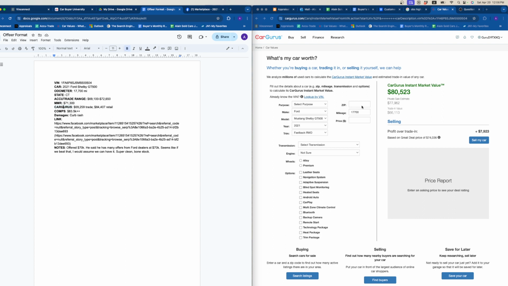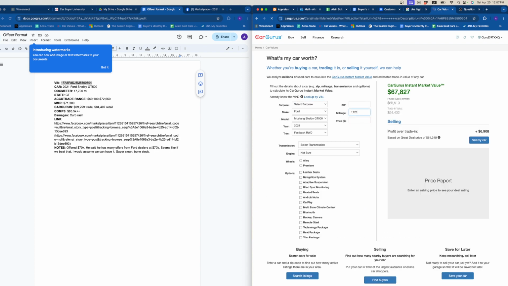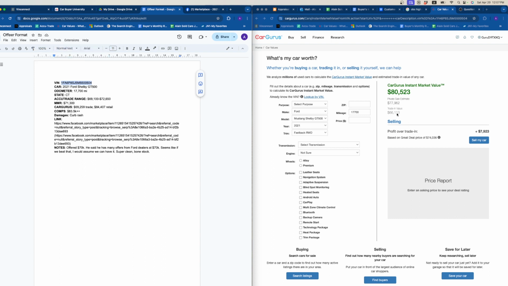But a free tool to use would be the CarGurus valuation, which is this one. So if I take the VIN and I paste it here and I put the mileage, in this case 17.7, it will spit out a number. One of them is going to be 66,000 for the trade-in. In this case, it was higher. That was a while back. And then the private sale estimate, you could put it as right here, private sale 77, or you can also add instant market value 80,000. But anyway, I think the trade number is more important.